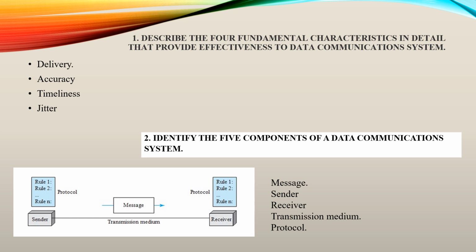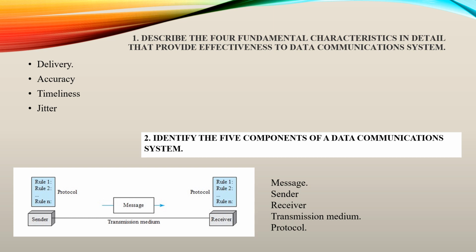Next question, identify the five components of a data communication system. For this, you have to draw a diagram where you have a sender, a receiver, and a message that is sent from the sender to the receiver through a transmission medium, and you have some protocols. The diagram itself consists of five components: message, sender, receiver, transmission medium and protocol. Message is nothing but it will be in the form of bits or in the form of data. It is the message that is sent between the sender and the receiver.